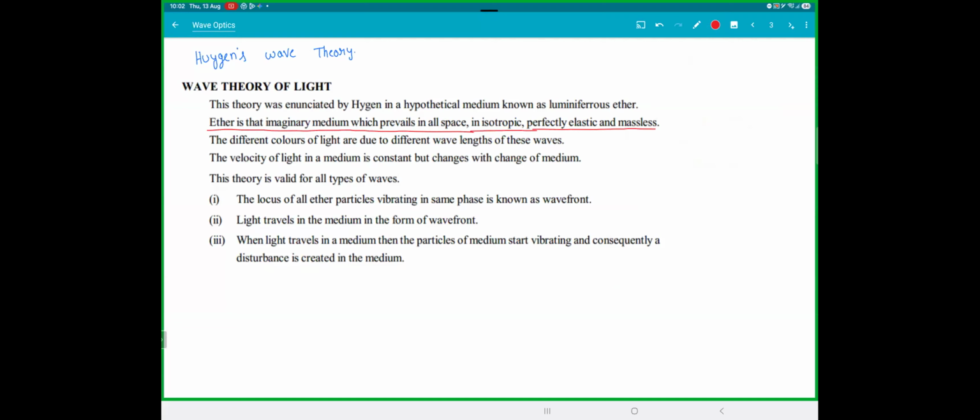Unfortunately, we have never found this medium. Every experiment has failed to prove there is any medium there. So there are multiple mistakes with this. But the important thing in this theory, right? He did come up with something interesting.